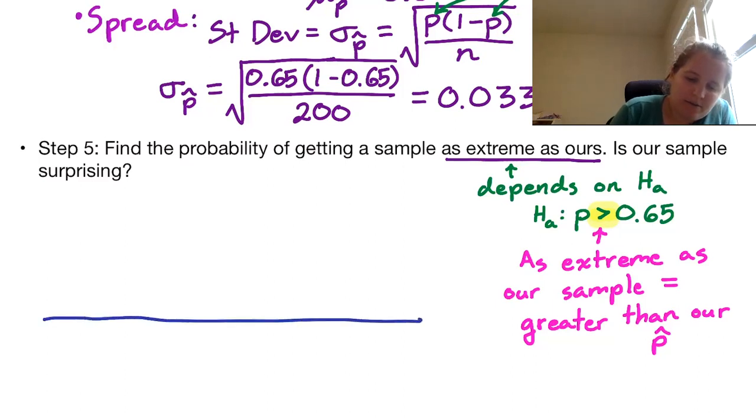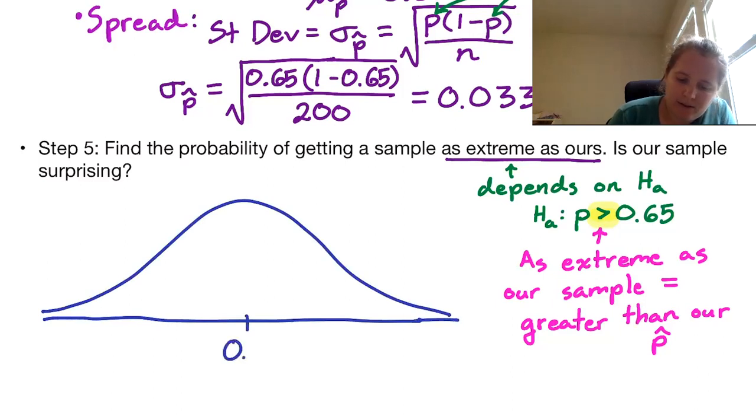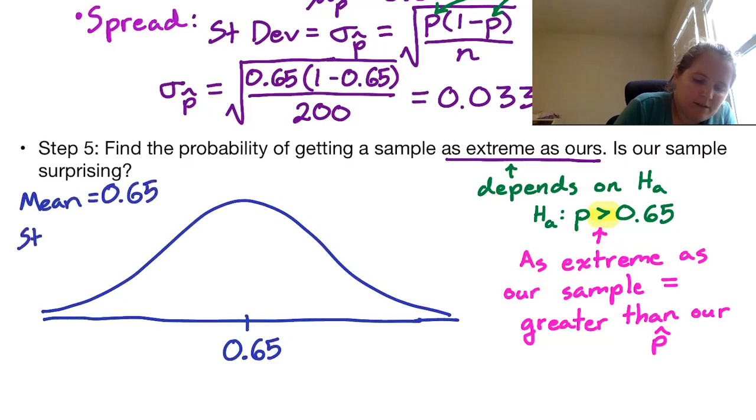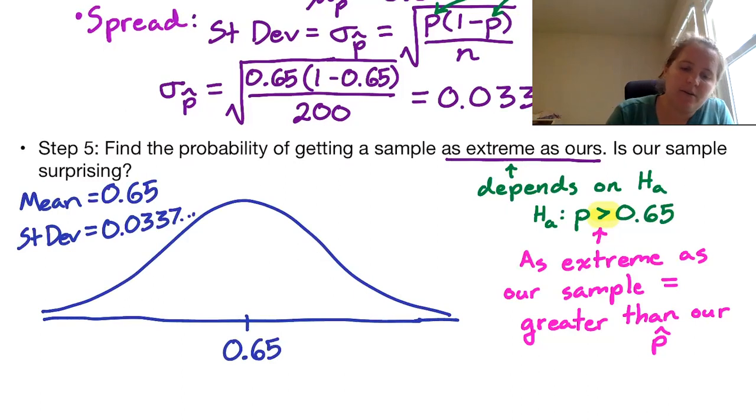So here we have our center at 0.65. So we have a mean of 0.65 and a standard deviation of 0.0337. And then our sample was at, we had p hat was 0.71. So our sample is going to be somewhere over here, 0.71. It was our p hat or our sample.